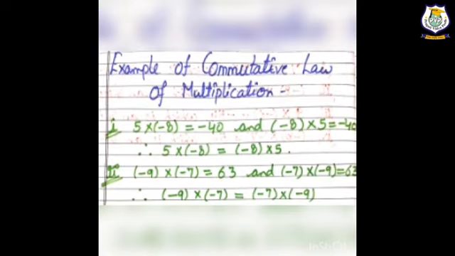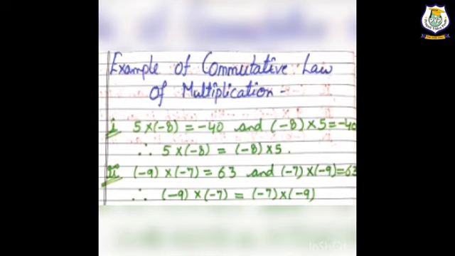Now example of commutative law of multiplication. Here we will take two integers. First is 5 and another is minus 8, which gives minus 40. And if we reverse the order of these integers, minus 8 into 5 is equal to minus 40, such that 5 into minus 8 is equal to minus 8 into 5.